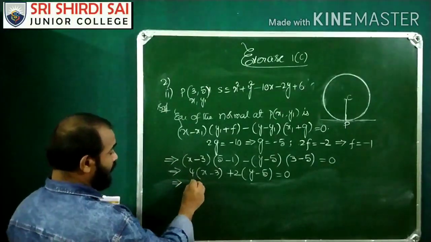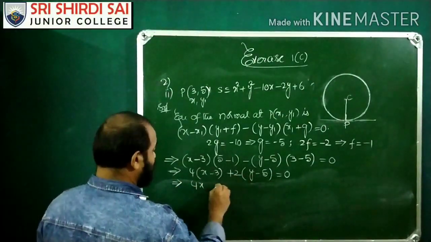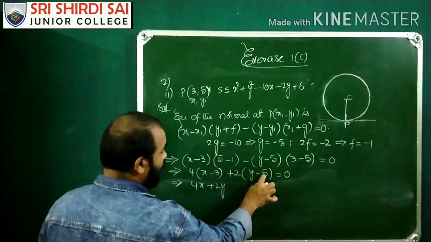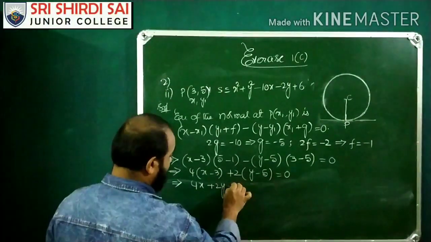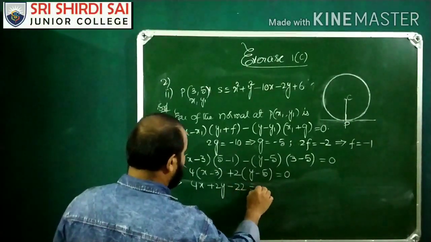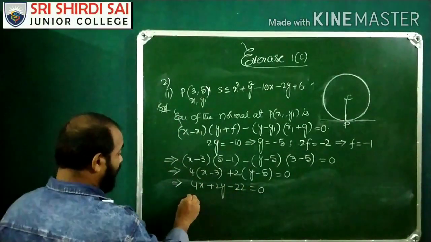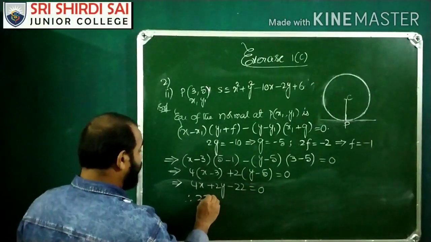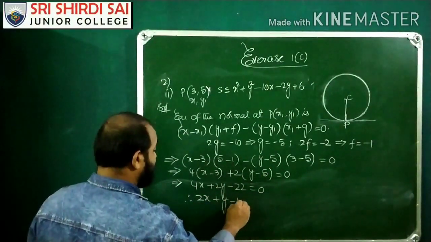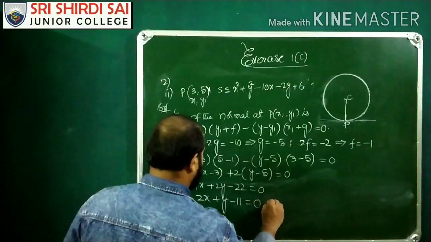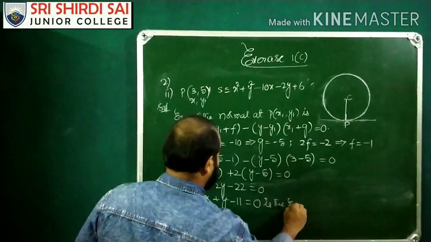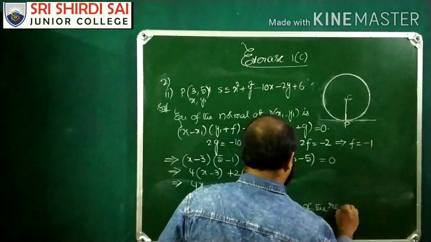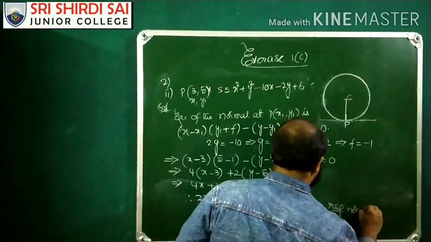This implies 4x plus 2y, 4 3s are minus 12, 2 5s are minus 10, minus 22 equals 0. Therefore, if you cancel 2 throughout the equation, 2x plus y minus 11 equals 0 is the equation of the required normal.